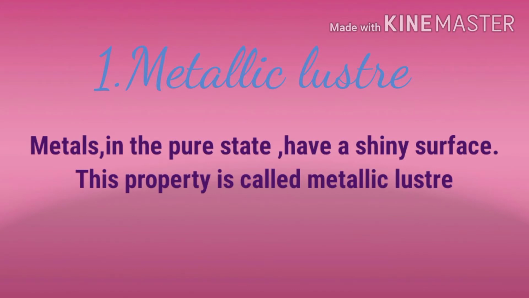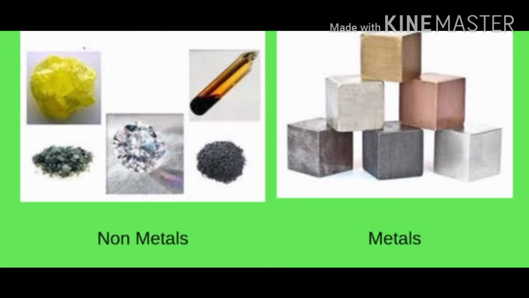Let us start with the first property, luster. All metals have a shiny surface in their pure state. This property is called metallic luster. There are a large number of metals which we use in our daily life in the form of utensils or jewelry like gold and silver, and you have noticed how shiny they are. If you compare this property with non-metals, you will find that metals show a shiny appearance but non-metals do not.